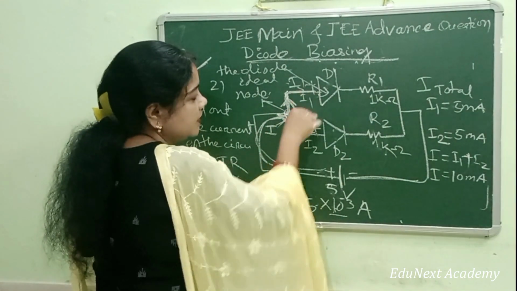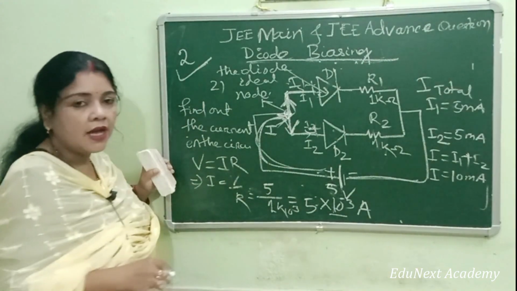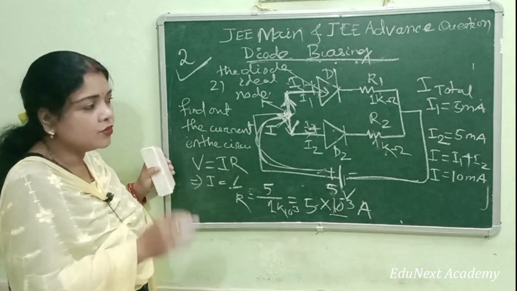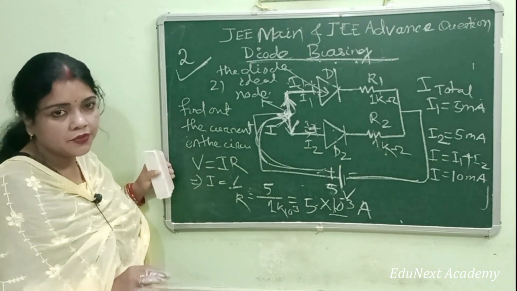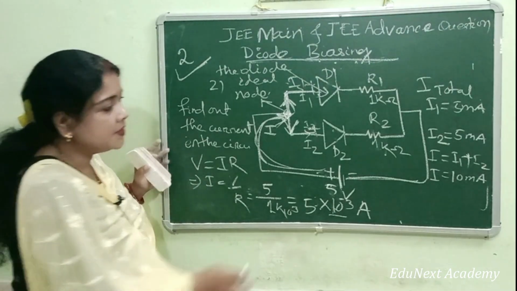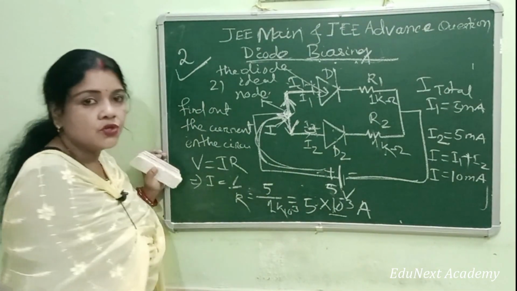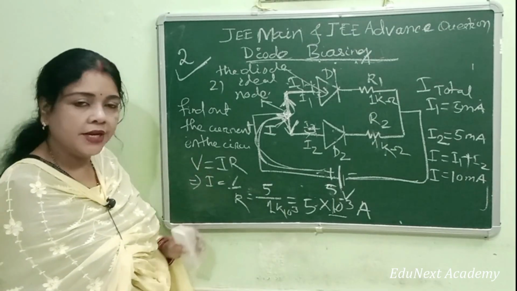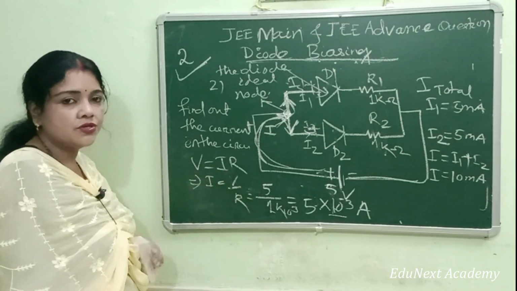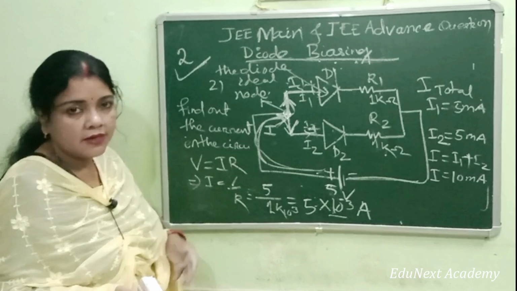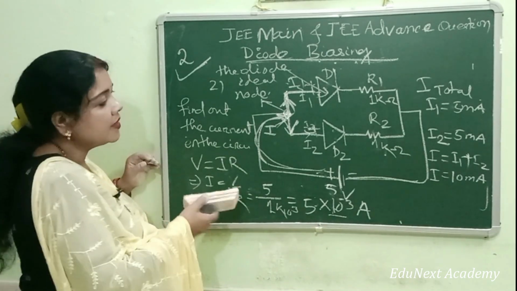So let this current be I1 and this I2. You know, I is equal to V by R. So in both the branches you got the currents I1 and I2. You just add them up, that means I is equal to I1 plus I2. So the current in the circuit is equal to 10 milliampere. Such type of question also comes in your advanced JEE or JEE Main exam.